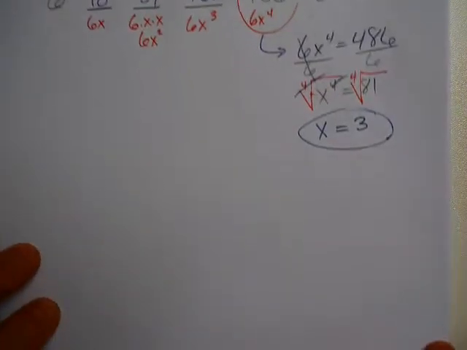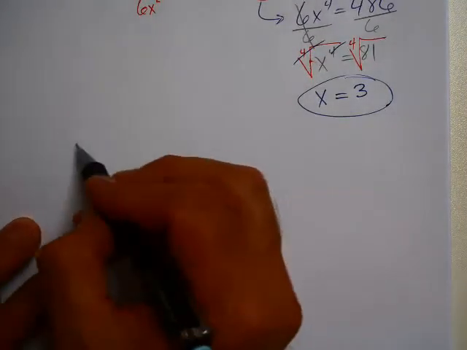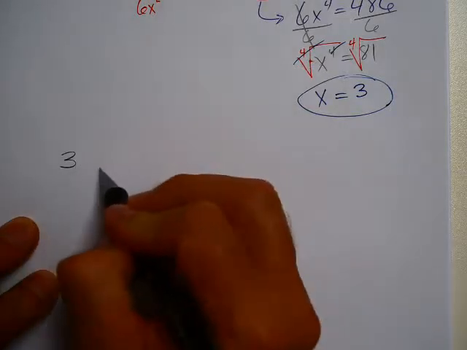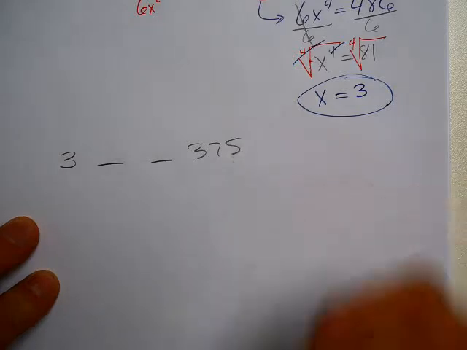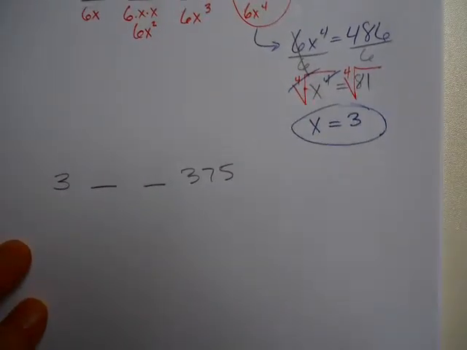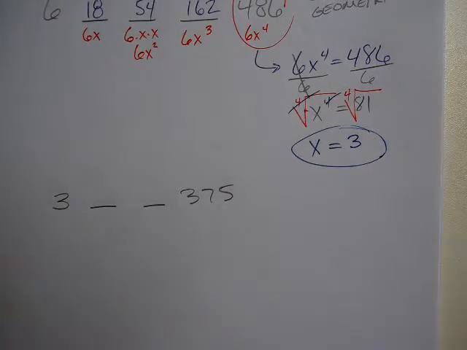Ooh, I like this one. Let's keep it a little simpler. 3, blank, blank, 375. So given that it's geometric, this number must be 3 times some number we don't know. How about a letter for a number that we don't know?